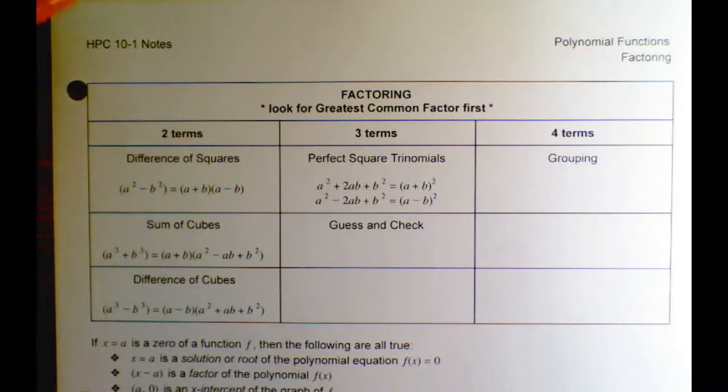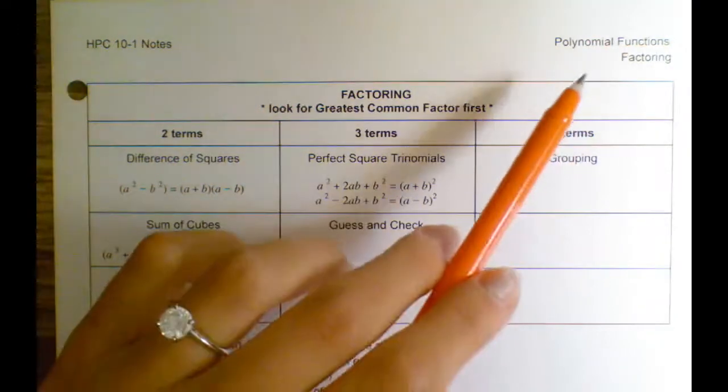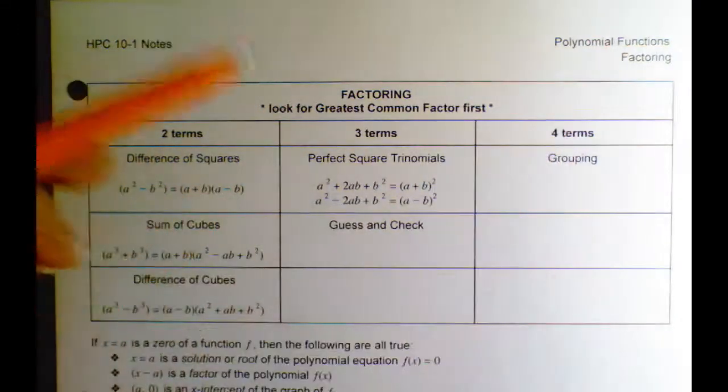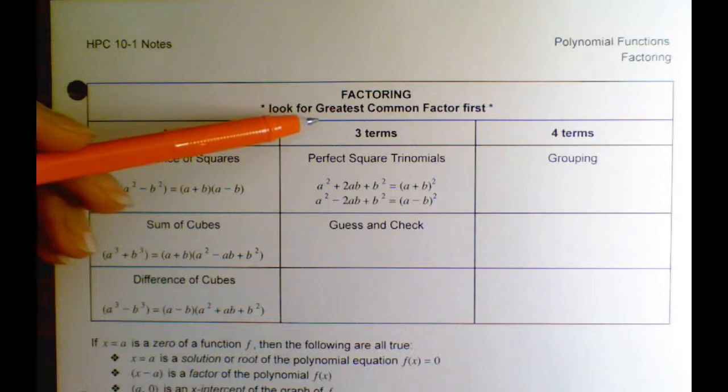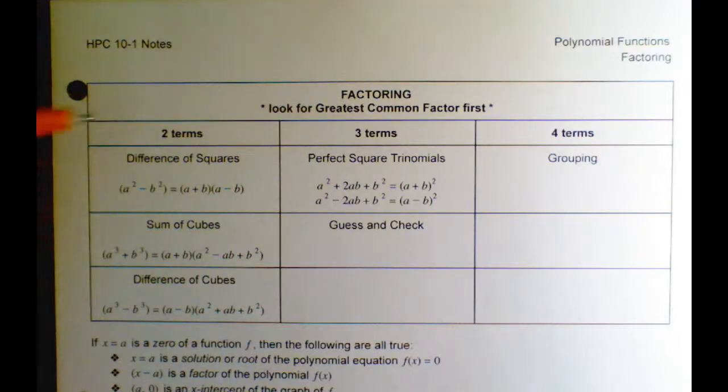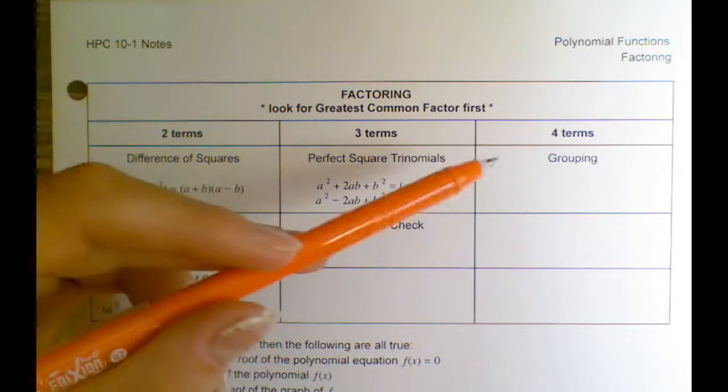Hi everyone, today we are going to continue the 10-1 notes and we're going to focus on factoring. Now remember when you're factoring you always want to look for the greatest common factor first, otherwise known as the GCF, okay? Up here is just a little chart to review for factoring. If you have 2 terms, 3 terms, and 4 terms.